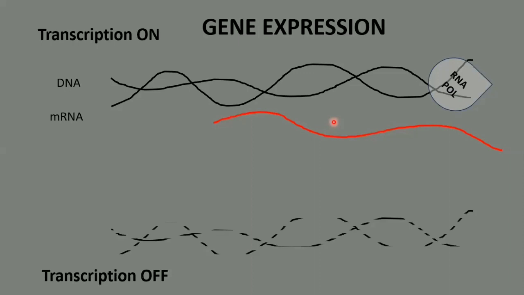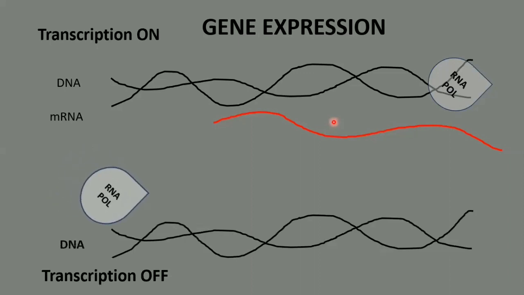But when we say genes are not expressed, that means transcription is off. RNA polymerase cannot bind and cannot transcribe this DNA to mRNA, and that's why no protein is produced. And that's why here we say that the gene expression is turned off.